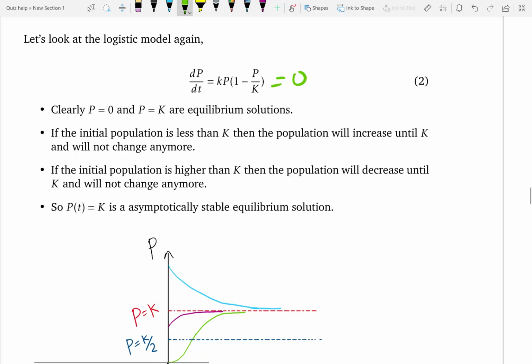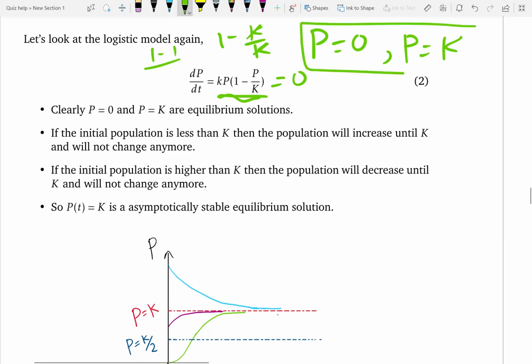We solve for P. If we look at the right hand side, P equal to 0 is an equilibrium solution, right? If you substitute 0 for P, you will get the right hand side as 0. Good. Then if you substitute P to be K, if P is capital K, we have 1 minus capital K over capital K. Capital K cancels out, 1 minus 1 is 0, so we will get 0.